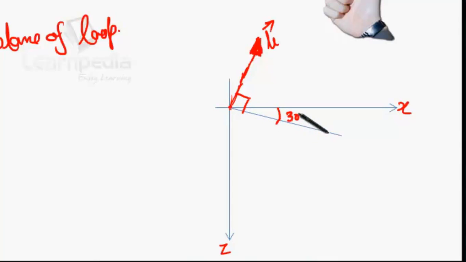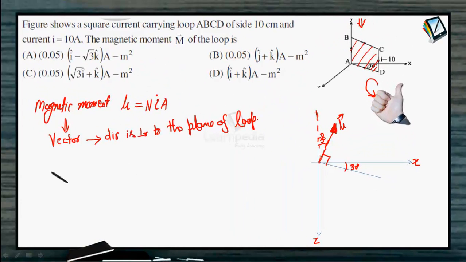Since plane is making an angle 30 degree with the x-axis, that means here with the negative z axis, this mu vector is making an angle of 30 degree. That you can understand yourself easily. So first of all, let us calculate the magnitude of mu here. So magnitude will be, say, number of turns is 1, current is 10 ampere. So it will be 10 multiplied with the area. Since side is 10, so 10 by 10, 100 centimeter square. Or we can say 0.1 meter into 0.1 meter. So how much it becomes? It becomes 0.1 ampere meter square. This much is the magnitude of mu vector.